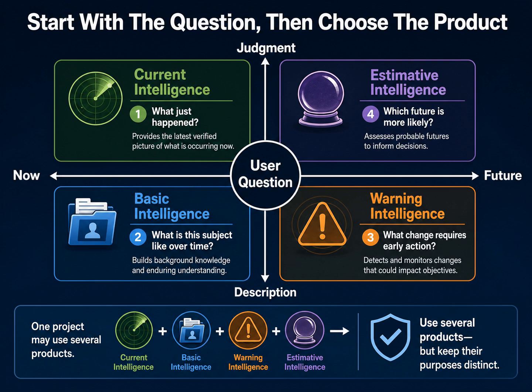The 4 products become easier to remember when you connect each one to a question. If the reader asks, "What just happened?" you need current intelligence. If the question is, "What has this company looked like over time?" you need basic intelligence. If the reader asks, "Which changes should trigger early action?" that is warning intelligence. And if the question becomes, "Which future is more likely?" you are producing an estimate.